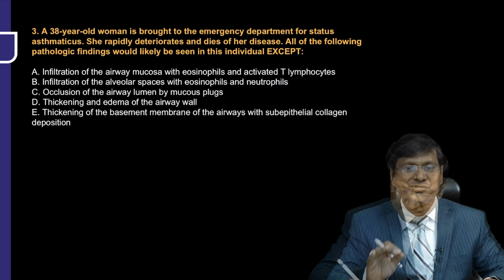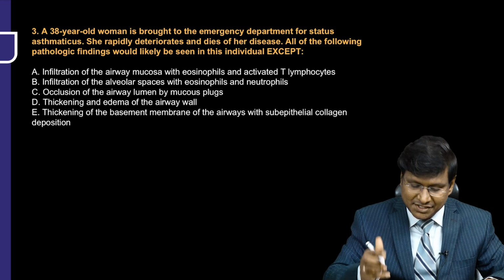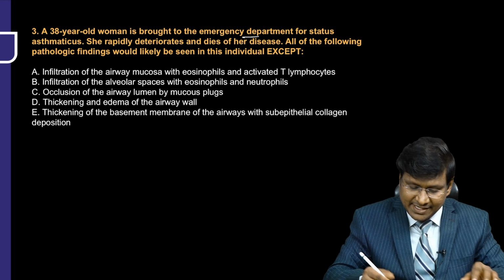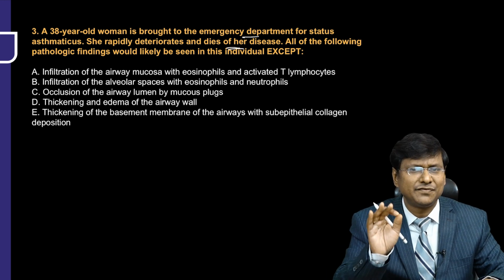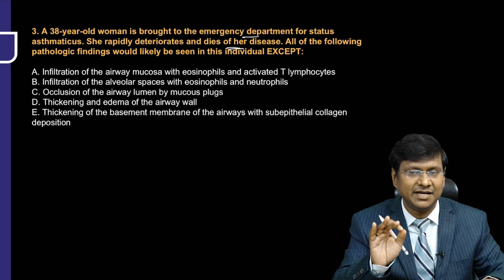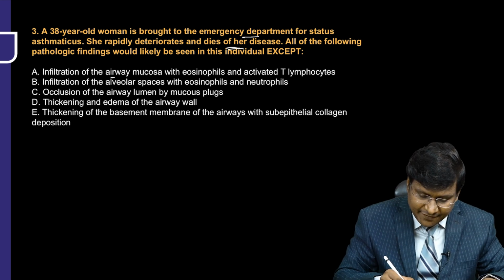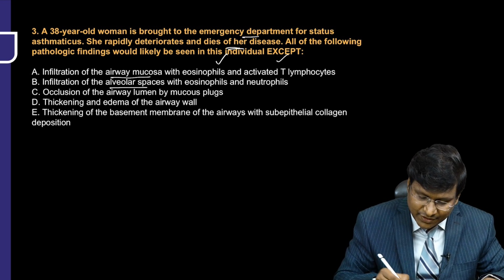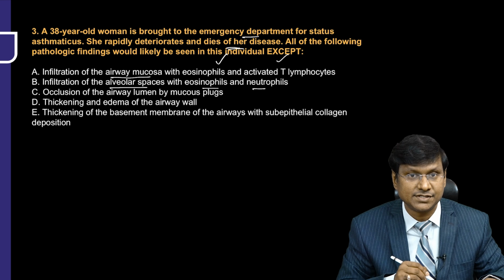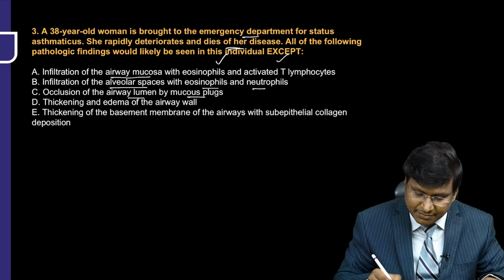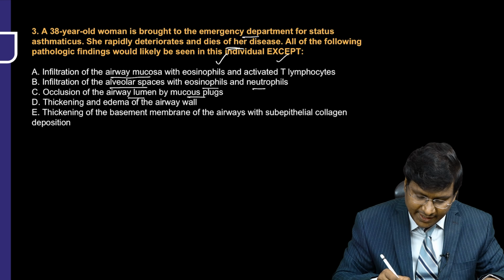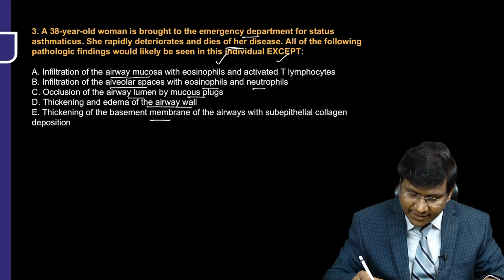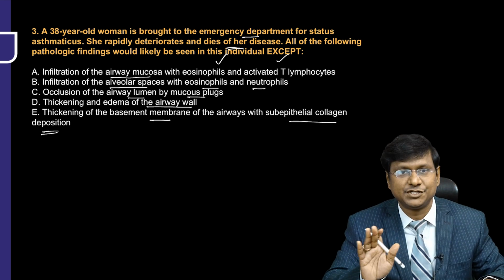All right. Next question. So we have a 38-year-old woman. She is brought to the emergency department for status asthmaticus. She rapidly deteriorates and dies of her disease. All of the following pathological findings would likely be seen in this individual, except: the options are infiltration of the airway with eosinophils and activated T lymphocytes, infiltration of the alveolar spaces with eosinophils and neutrophils, occlusion of the airway lumen by mucus plugs, thickening and edema of the airway wall, thickening of the basement membrane of the airways with subepithelial collagen deposition.